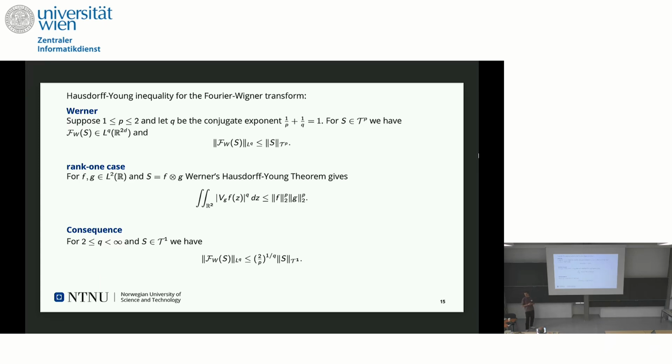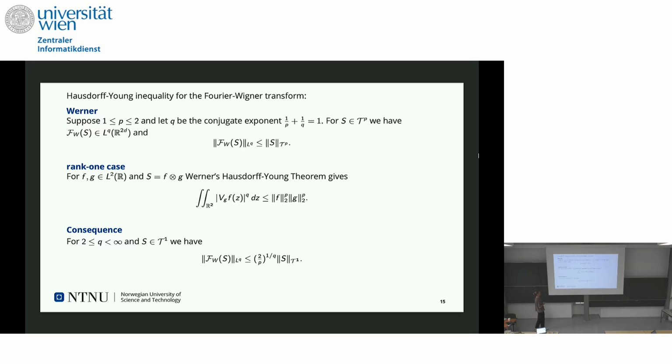If we consider the rank 1 case again, recall that the Fourier-Wigner transform of a rank 1 operator is an ambiguity function. The modulus of the ambiguity function is equal to the STFT. So then we can consider the Hausdorff-Young from Werner in this setting, and we simply get this inequality on the STFT. If we look at the right-hand side, we're missing a factor here. But as a consequence of that, for a trace class operator, we have this final inequality.